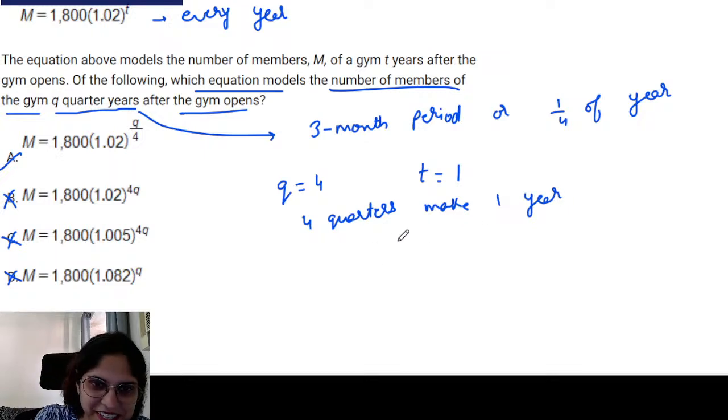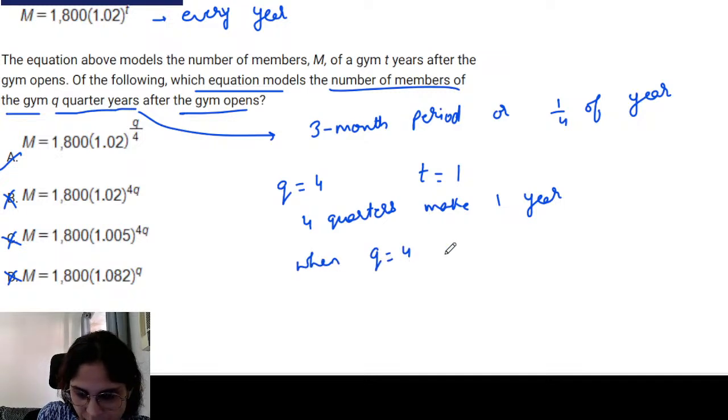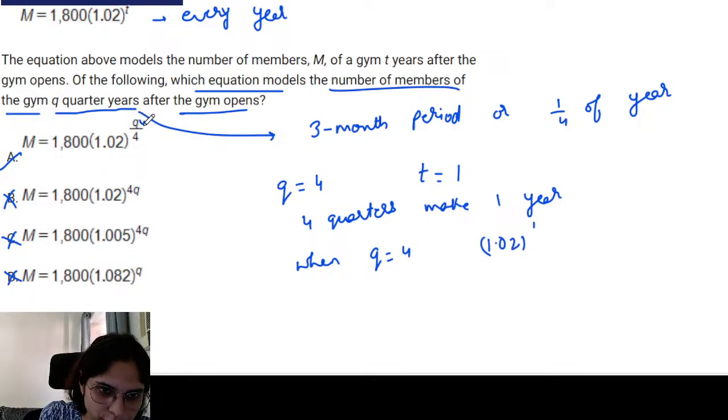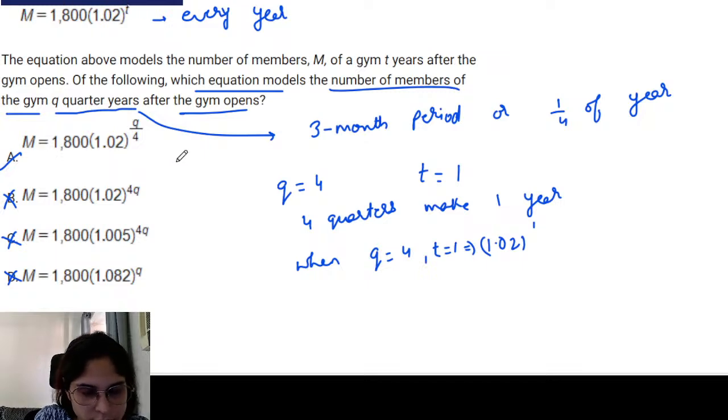So we have to see when we put Q is equal to 4, we should get 1.02 to the power 1. So when you put 4 over 4 is 1. When you put 1, this is also 1. So this is the exact same equation for 1 year. Alright? That's why it's going to be option A. So when Q is equal to 4, T is equal to 1, so you should get 1.02 to the power 1, and that's happening from the first equation. That is where the answer is first equation.